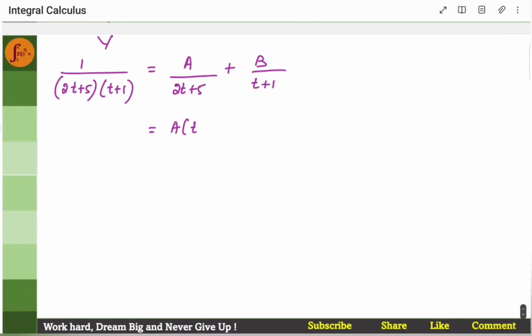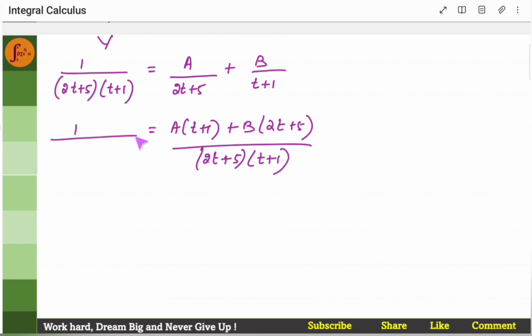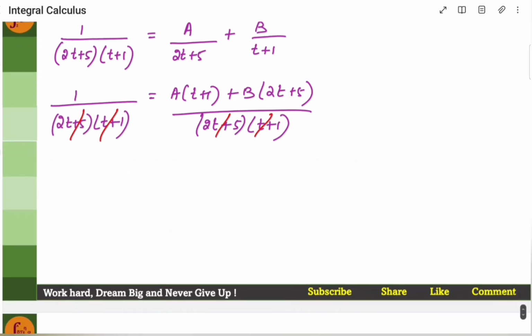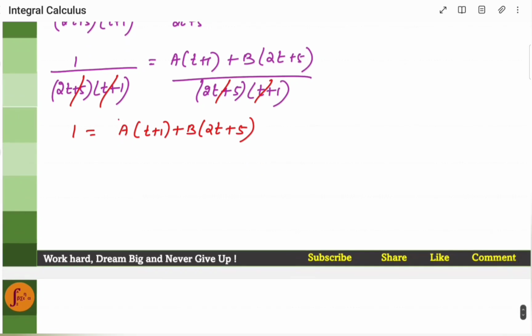I'll cross multiply, multiplying the denominators. So I'll copy this here. This and this will get cancelled. So I'll be left with 1 equal to a into (t + 1) plus b into (2t + 5). Now let's find the values of a and b.